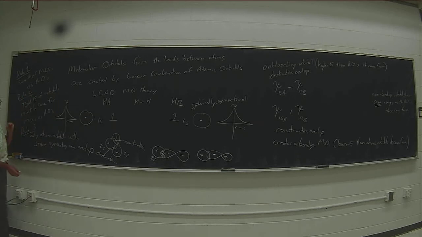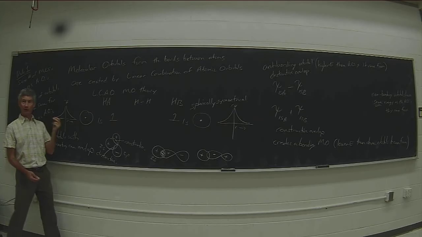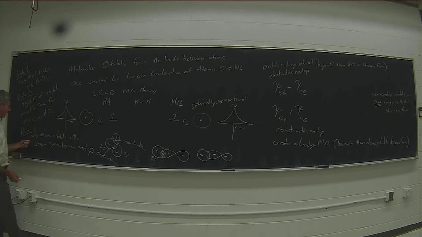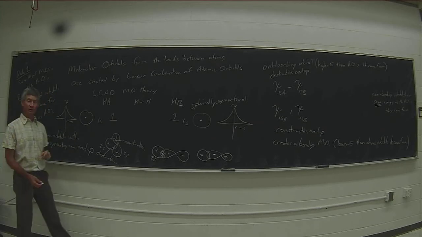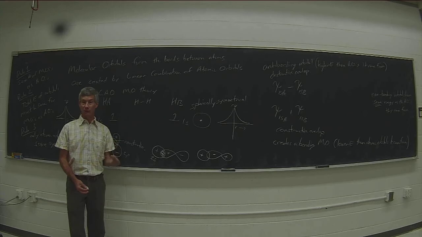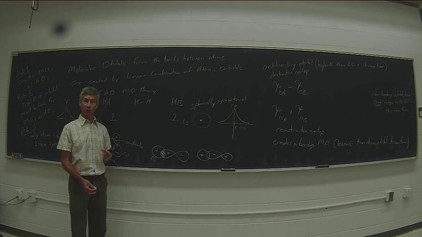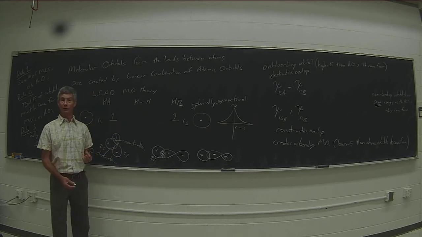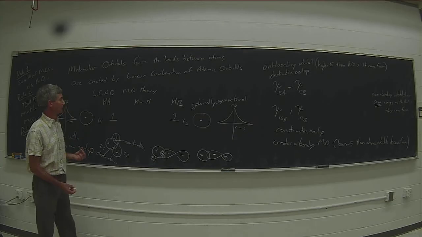The total energy of the orbitals has to be the same for the molecular orbitals as the atomic orbitals. That's conservation of orbital energy. And only atomic orbitals with the same symmetry can overlap with each other to create molecular orbitals that haven't changed their symmetry. That's called conservation of orbital symmetry.